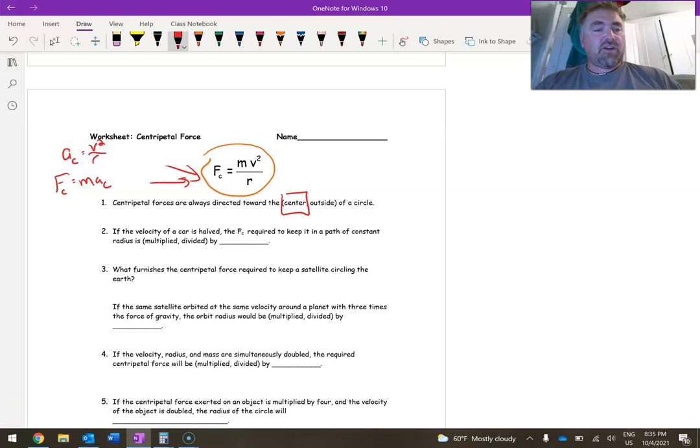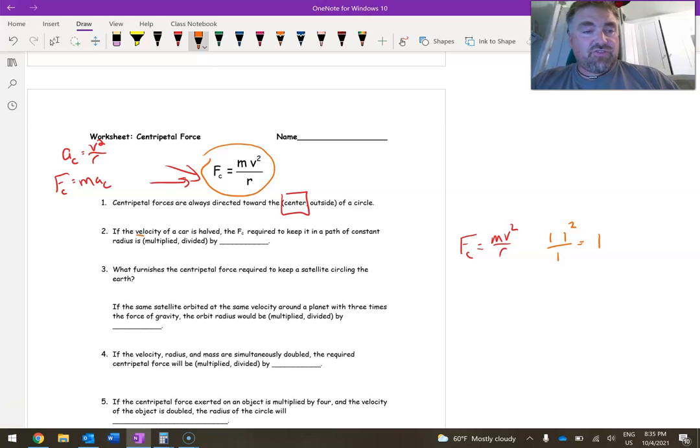It says if the velocity of a car is halved, the centripetal force required to keep it in a path of constant radius is multiplied or divided by something. The easiest way to do these is to make up numbers. So centripetal force is equal to mv squared over r. I'm going to make my mass 1, my velocity 1, don't forget to square it, divided by my radius of 1. And so 1 times 1 squared over 1 gives me 1.